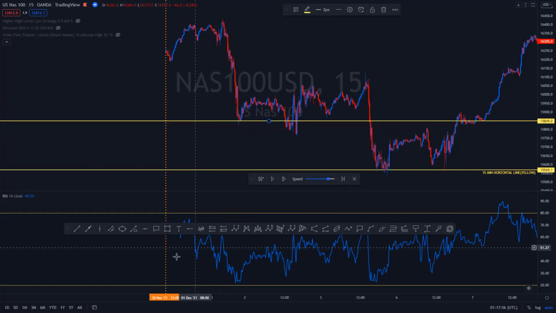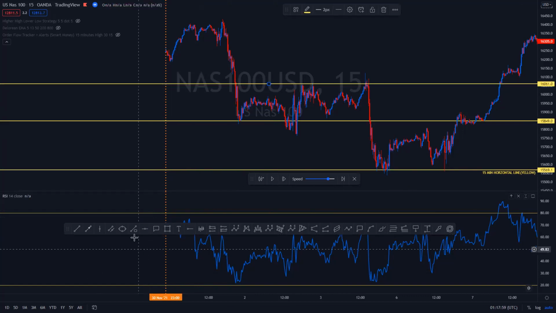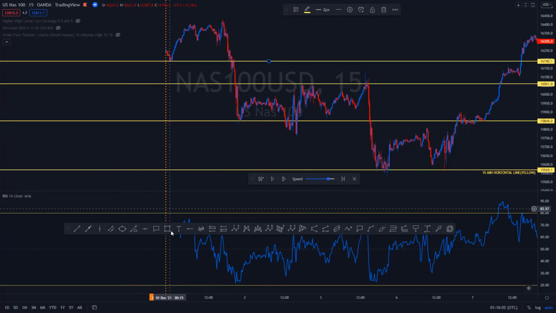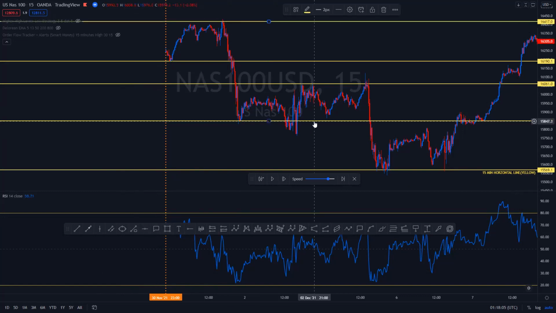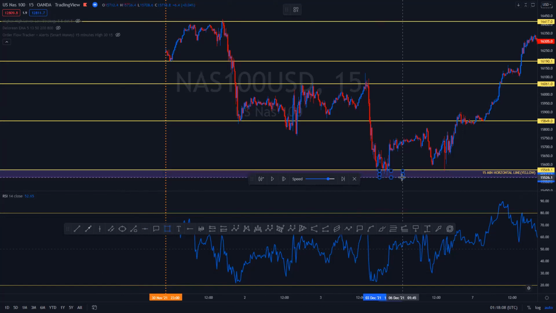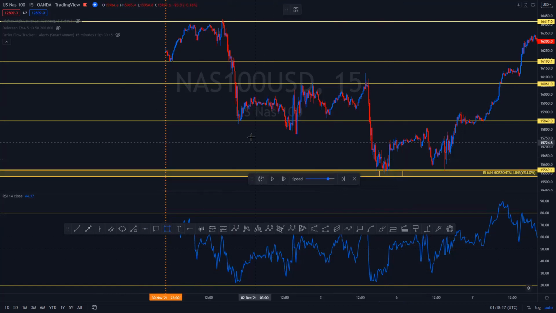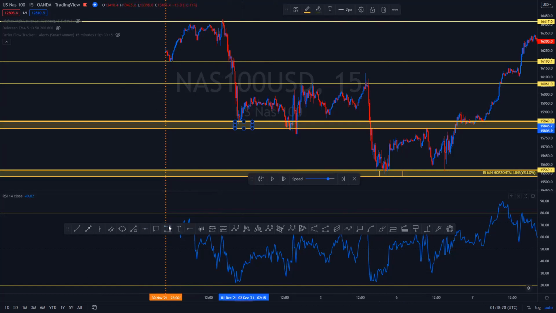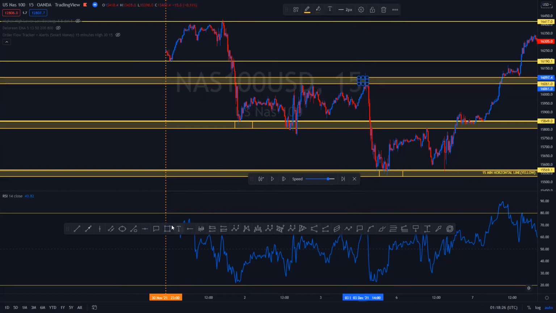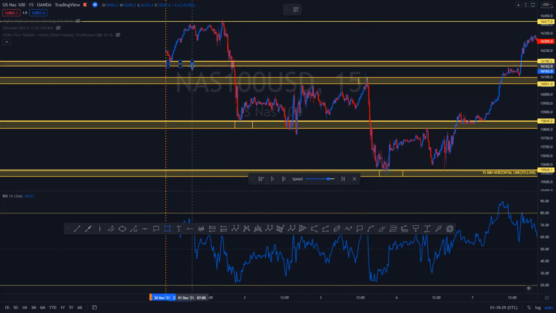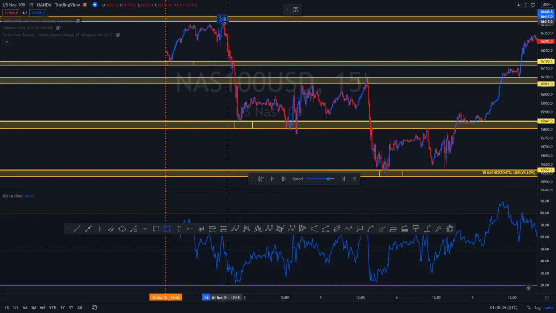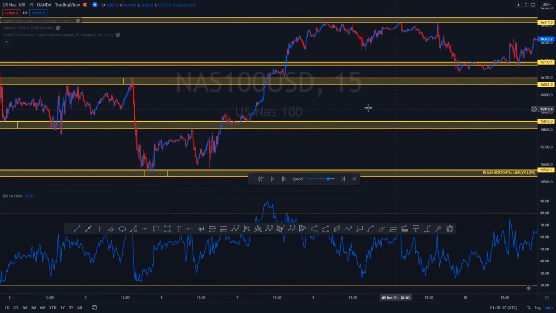You have one right here, one here, one right here, and one here. And then I start to draw zones off of these horizontal lines, all right? That's what I typically do.